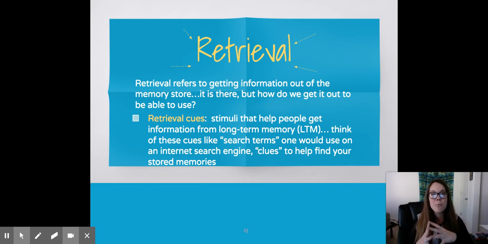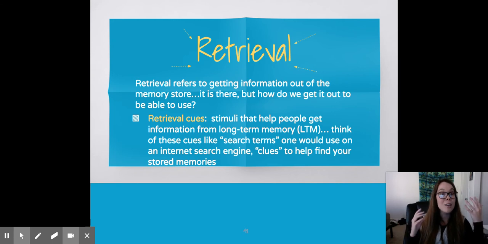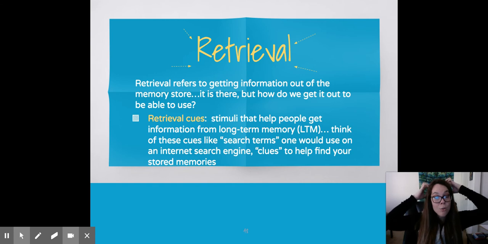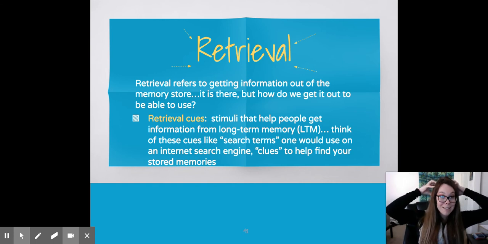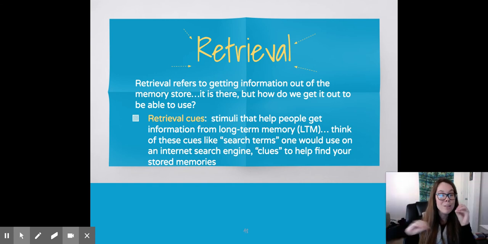Retrieval cues are stimuli that help people get information from long-term memory. Think of these cues as search terms. Think of it as a Google into your brain. One would use this internet search engine's clues to help find your stored memories, okay? So we have a miniature Google machine in our brains, and we just have to know what words to attach it to so we can remember the information that we're trying to pull out, okay?